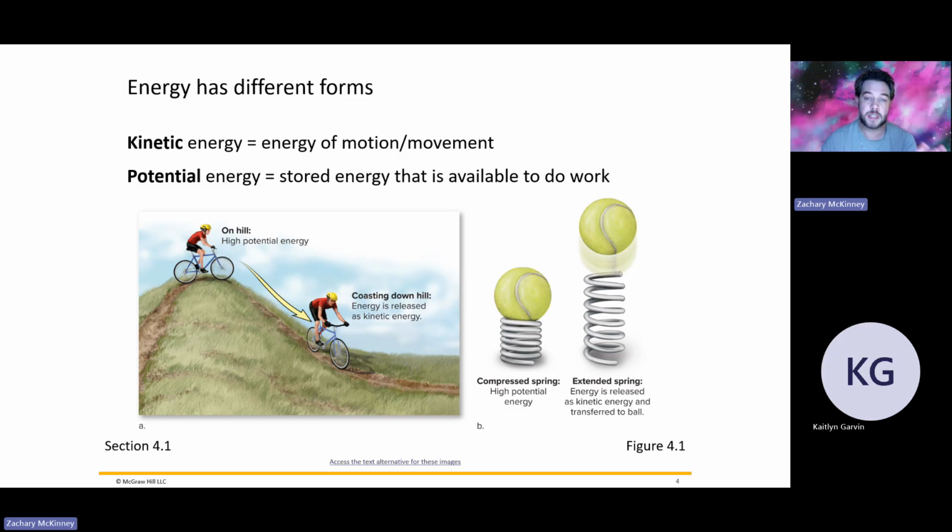And so there's always these two forms of energy. You have potential is one kind, and kinetic is another. A compressed spring, right? The spring fully compressed has high potential energy. When you let that spring go, boom, that potential energy is being converted into kinetic energy.